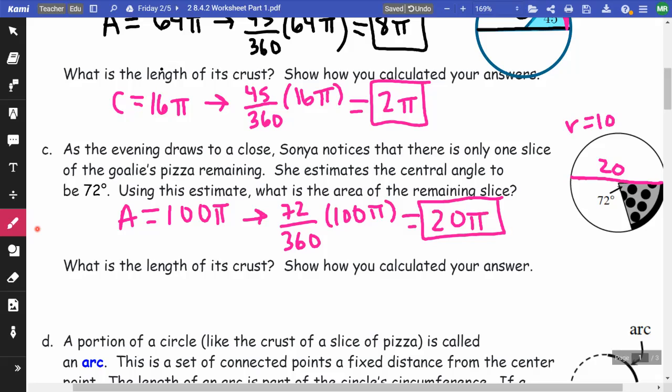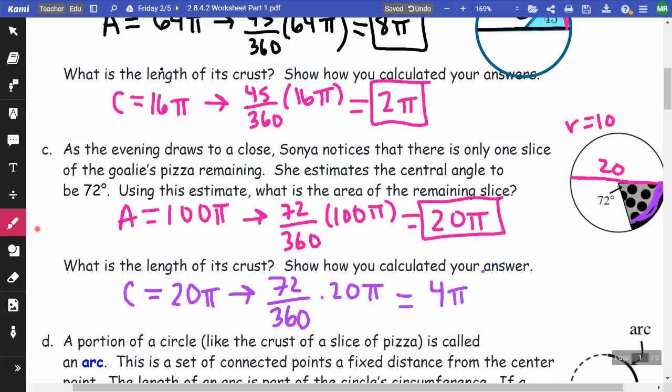Now circumference, again, circumference, okay. So we're looking at this crust, okay, the length of the crust is the circumference. So my circumference from this, if my diameter is 20, pi times 20 was the circumference of the whole thing. And again, we have 72 out of 360 times that 20 pi, okay? So when I do that math, I end up with 4 pi as our answer. Okay, 4 pi is our answer.